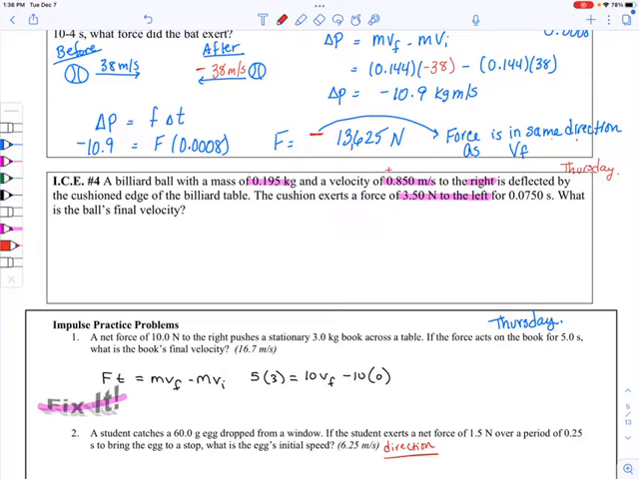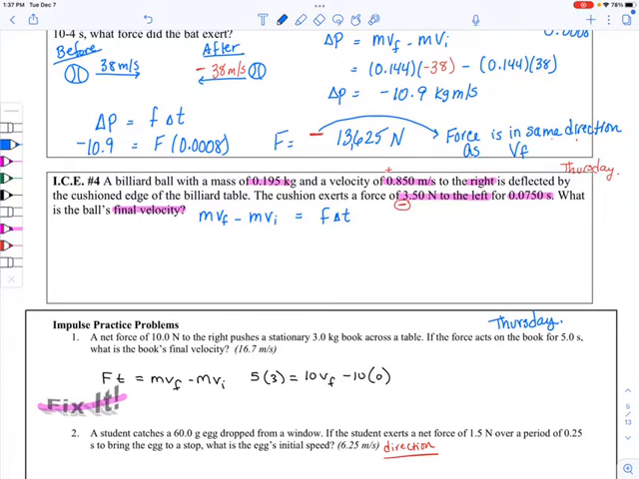So that should tell you that this number is negative because it's in the opposite direction. And the time that it is in contact with the cushion is 0.075 seconds. Question is, what is the ball's final velocity? Okay, so we're going to go ahead and use the impulse equation, which is mv final minus mv initial equals force times time. All right, plugging our values in.